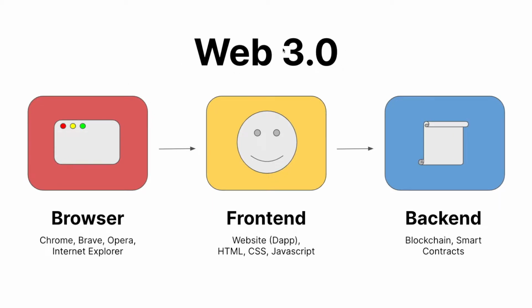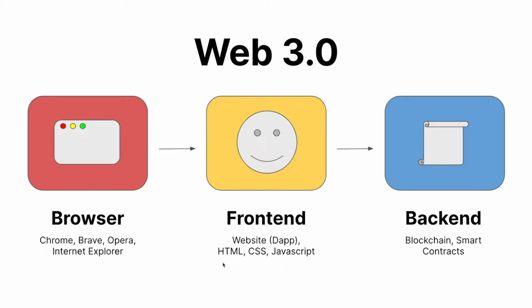Now, the architecture for a Web 3.0 application. Web 3.0 websites are usually decentralized applications, for example Uniswap or PancakeSwap. In Web 3.0, the architecture is actually pretty similar to Web 2.0. You have your browser and it's talking to a front end where you're interacting with the decentralized application, the dApp.